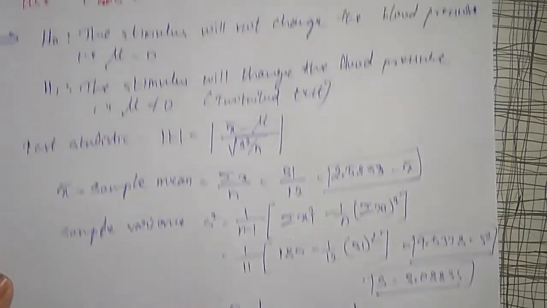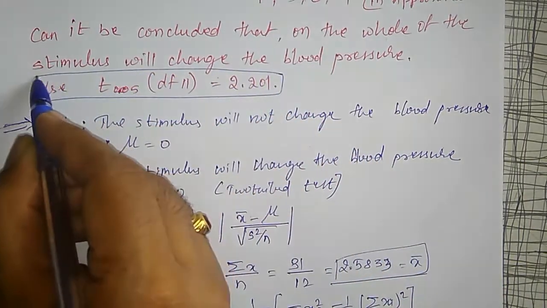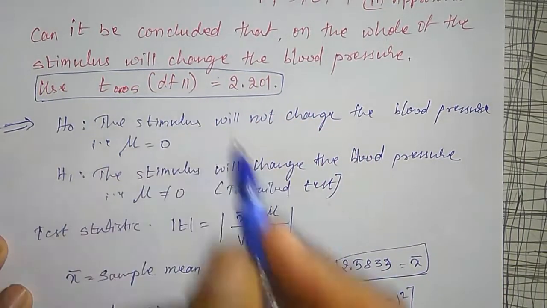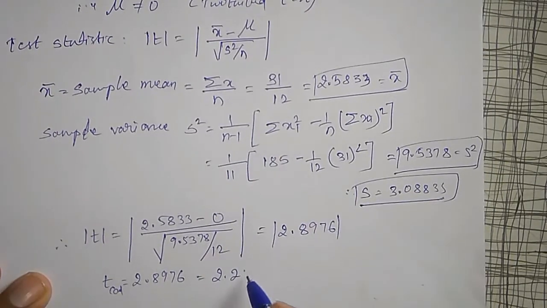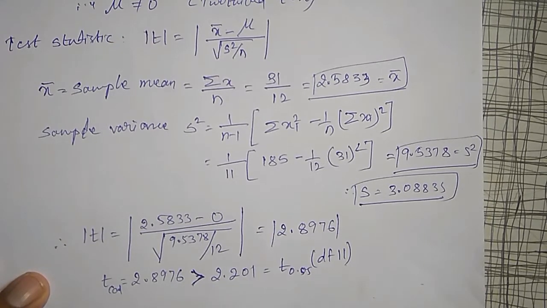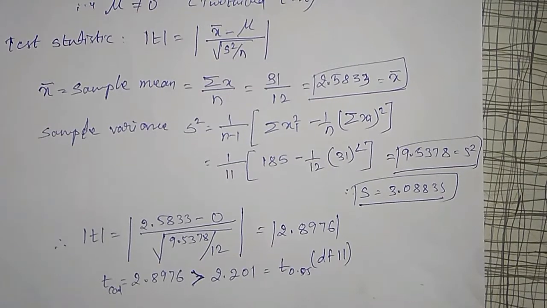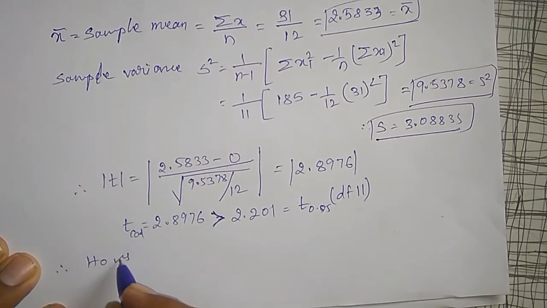This one we have to compare with the table value with the degree of freedom 11. In the problem they have given the 5% level, so the t table value with the degree of freedom 11 is 2.201, which is for the 5% level with the degree of freedom 11. Here 2.89 is greater than this, correct? Therefore, we conclude that H0 is rejected.